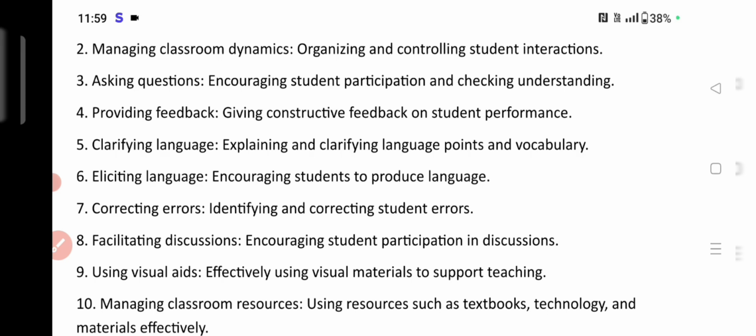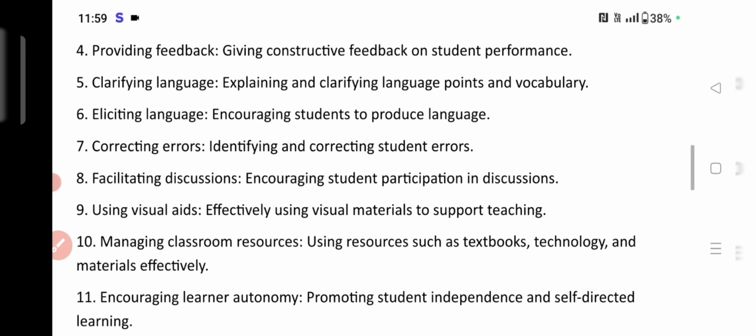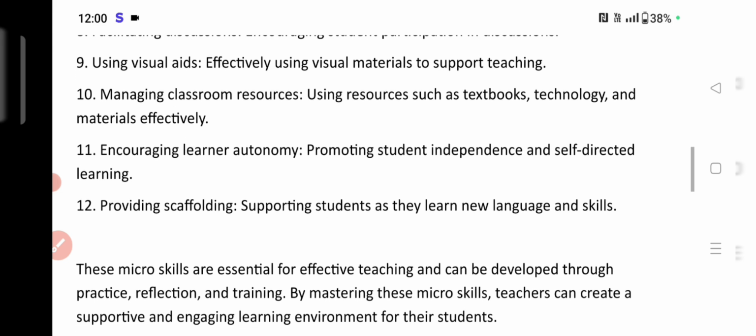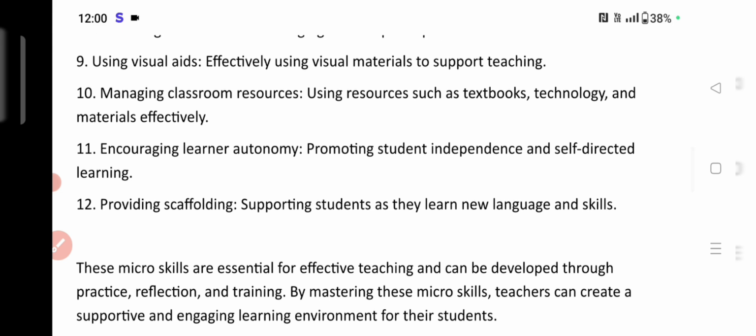So using visual aids like maps and so on to support it, right? And then using visual aids, effectively using visual material to support teaching, and managing classroom resources, using resources such as the textbook, technology, and materials effectively, encouraging learner autonomy, promoting the students' independence and self directed learning, providing scaffolding. That means supporting the students as they learn new language and skills.